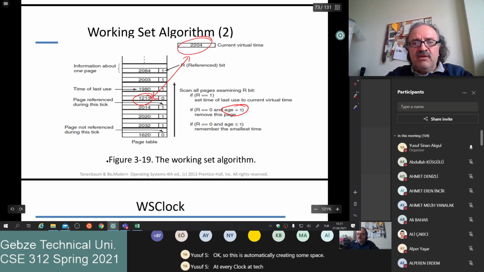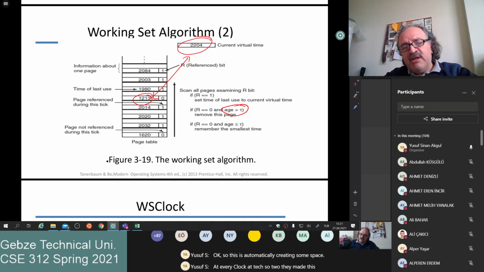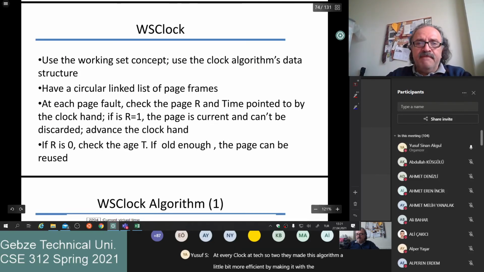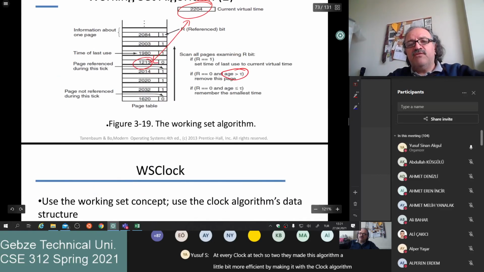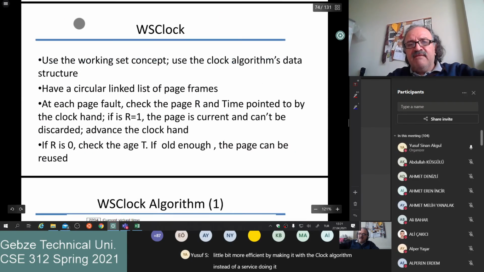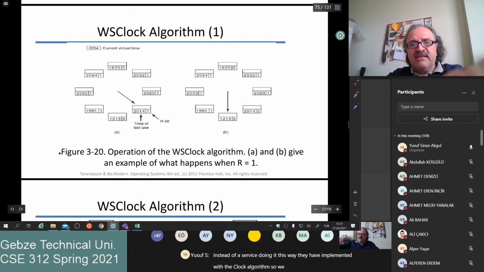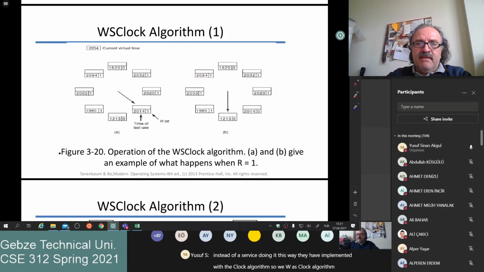They made this algorithm a little bit more efficient by implementing it with the clock algorithm. That is the WSClock algorithm. It is doing this, but I don't have enough time to go over it. Next time I will start with this.